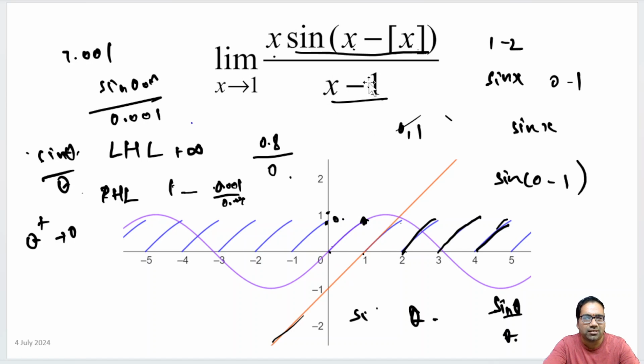Now we have this graph, the set of blue lines, and whenever there is an integer, before the integer the behavior is different, and after the integer the behavior is different. Before the integer, this ratio is roughly this number by some number very close to 0. But after the integer, the ratio is a very small number by a very small number. So after the integer, the ratio tends to 1. Before the integer, the ratio tends to infinity. So the left hand limit and right hand limit don't match. That's why this limit doesn't exist.